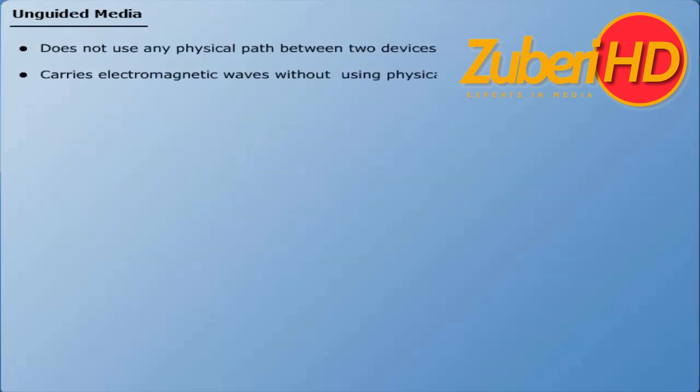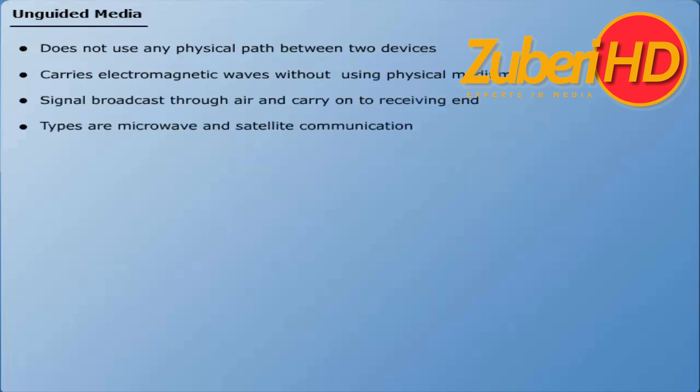Unguided media. Unguided media doesn't use any physical path between the two devices communicating. It simply carries electromagnetic waves without using any physical medium. Signals are normally broadcast through the air and carry on to the receiving end. Important types of unguided media include microwave systems and communication satellite.